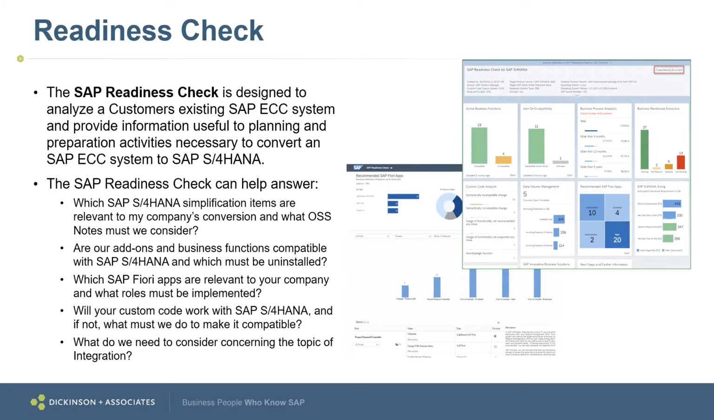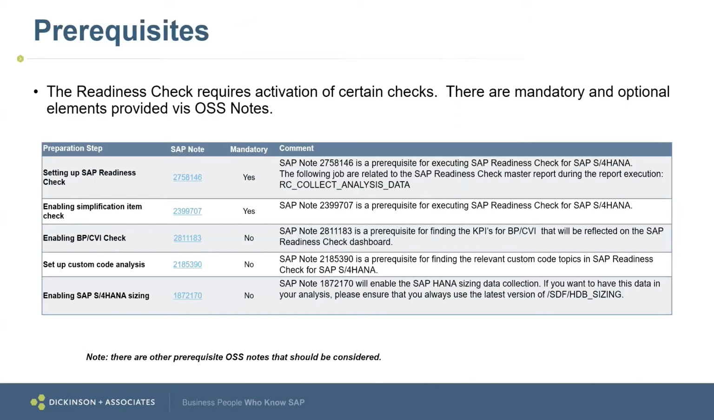There's a number of other things that are analyzed, like sizing, a variety of technical objects. It looks at custom code and determines what volumes of Z code you have, so we can estimate what the impact might be for code remediation. So it's a very powerful tool.